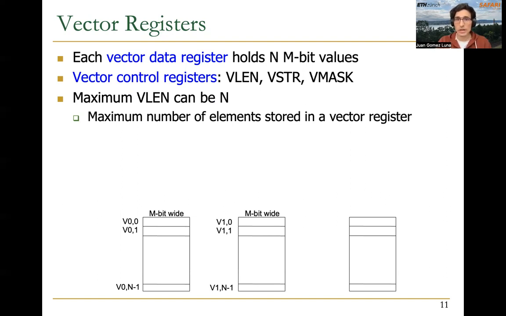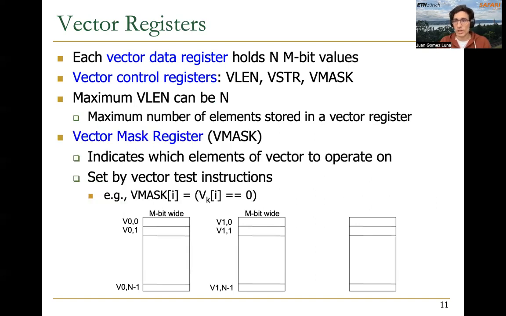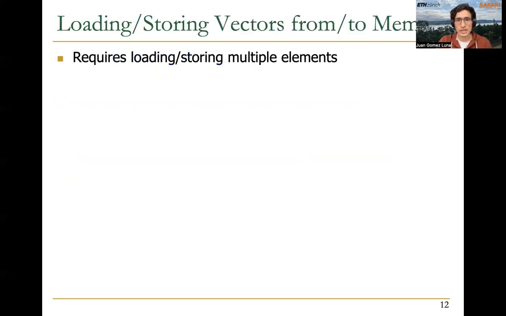The maximum vector length, as I said, has a maximum value, let's say n, but we can configure it depending on the specific needs of our program. And the vector mask register is going to indicate whether we operate on a specific element or not. We will see an example later.